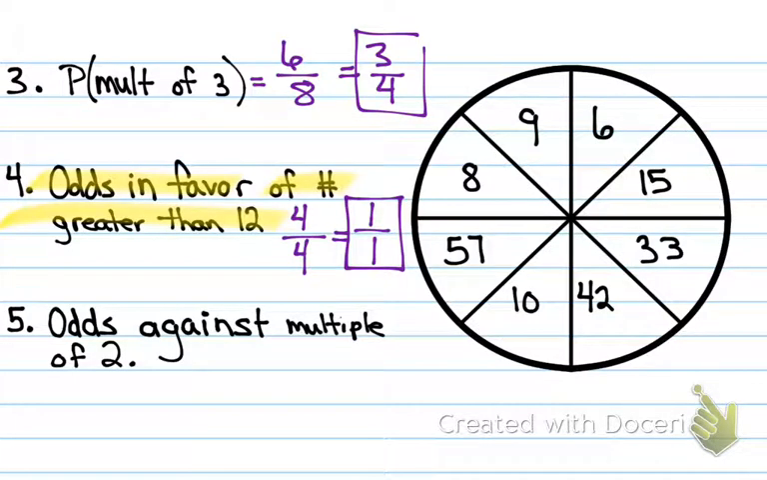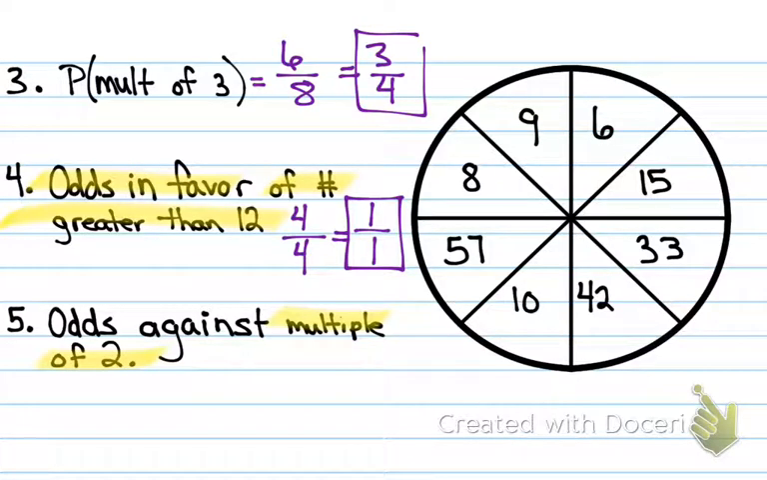Yes, exactly. However many are favorable, how many are left are the unfavorable. All right, so for the odds against a multiple of 2, well, a multiple of 2 is still my favorable outcome, okay? So how many multiples of 2 are on the spinner?